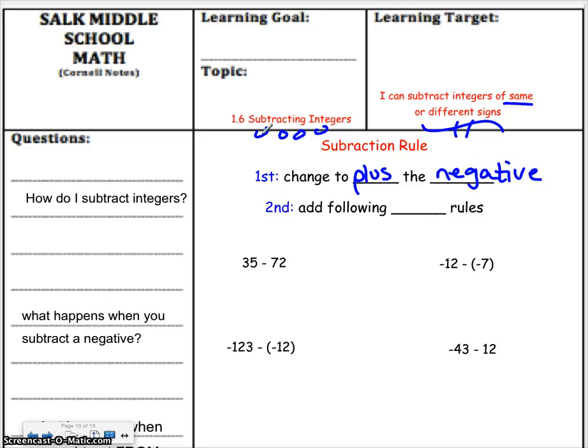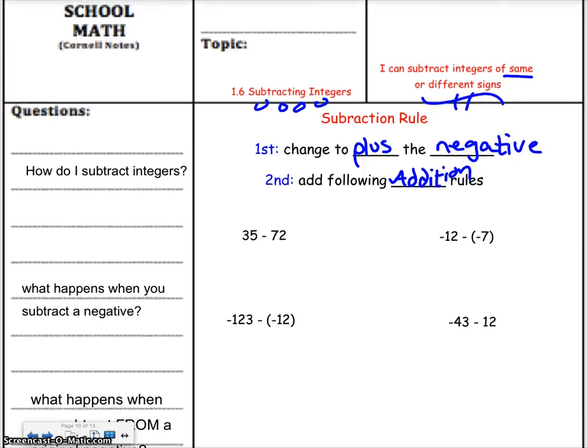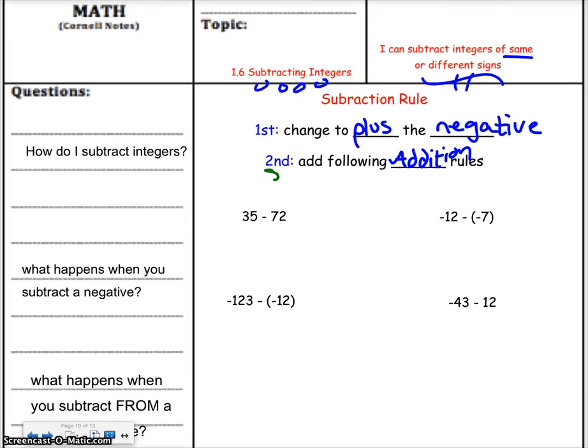Anytime you see subtraction, starting from today, I want you to turn it to plus a negative. Since we changed it to plus, now I can add following the addition rules. I just want to summarize what the addition rules are, because some kids forget. If they're the same sign, you add them. If they're different signs, you subtract them. So you turn it to plus a negative and then decide: are you going to add or subtract them?